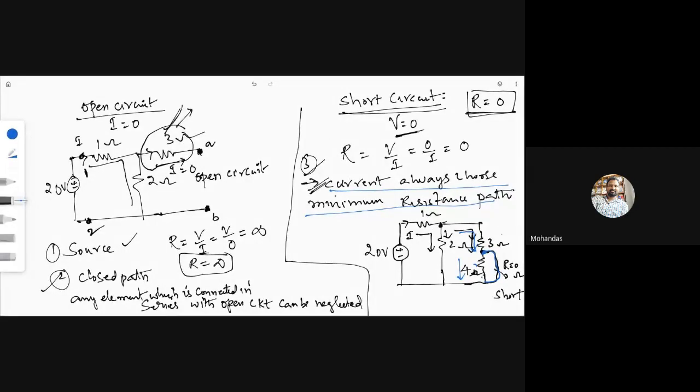Current chooses, total current chooses which path? ఆర్ ఈక్వల్ టు జీరో పాత్. అంటే షార్ట్ సర్క్యూట్ నుంచి ఫ్లో అవుతుంది కరెంట్ మొత్తము. ఈ 4 ohm రెసిస్టర్ నుంచి ఫ్లో అయ్యే కరెంట్ ఎంతో చెప్తారా? కెన్ యూ గెస్ హౌ మచ్ కరెంట్ ఈస్ ఫ్లోయింగ్ త్రూ ది 4 ohm రెసిస్టర్ వెన్ దెర్ ఈస్ ఎ షార్ట్ సర్క్యూట్? జీరో current. Current is zero.